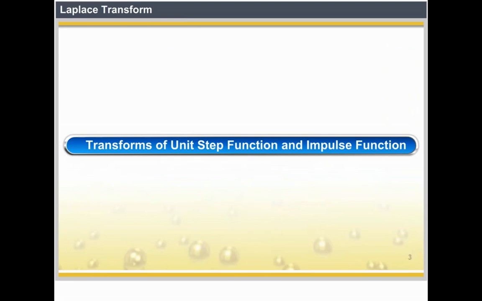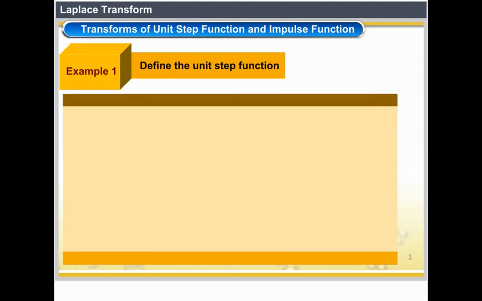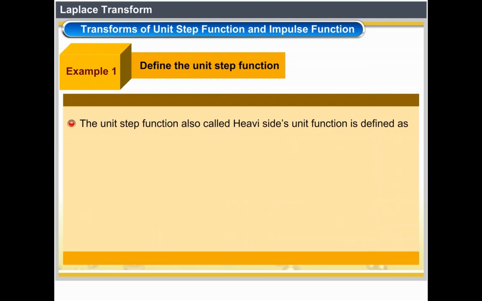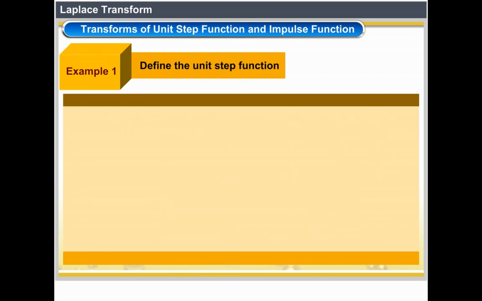Transforms of unit step function and impulse function. Example 1. Define the unit step function. The unit step function, also called Heaviside's unit function, is defined as u of t minus a equal to 0 for t less than a, 1 for t greater than a. This is the unit step function at t equal to a. It can also be denoted by capital H of t minus a.